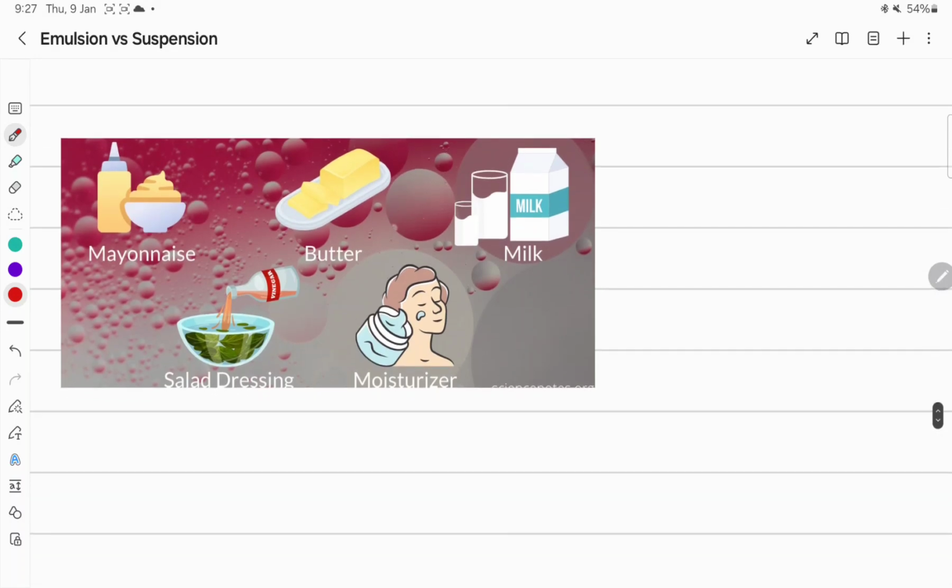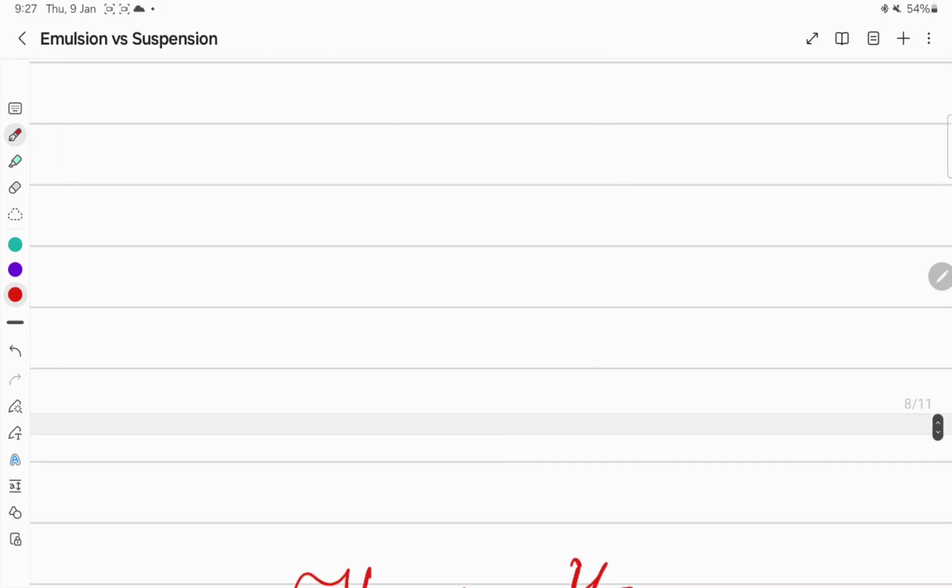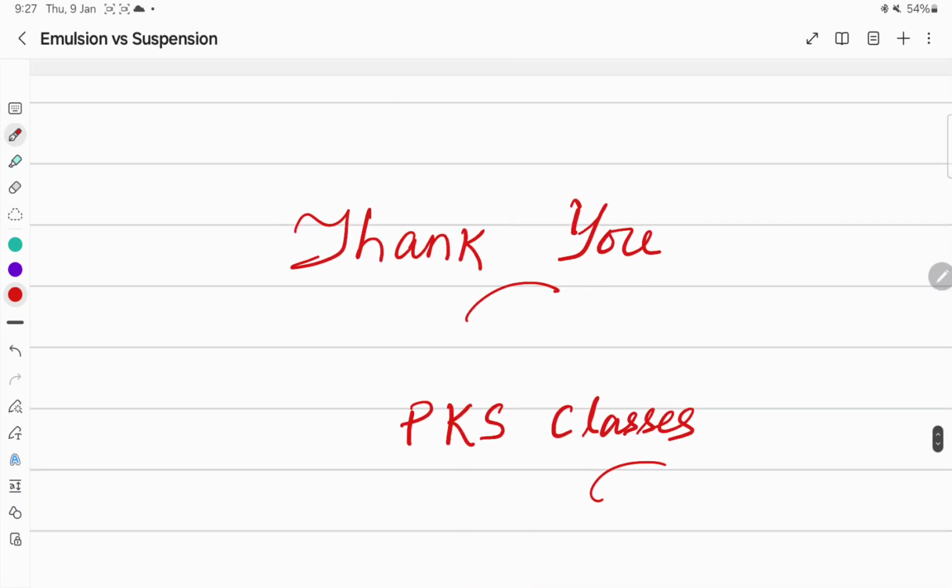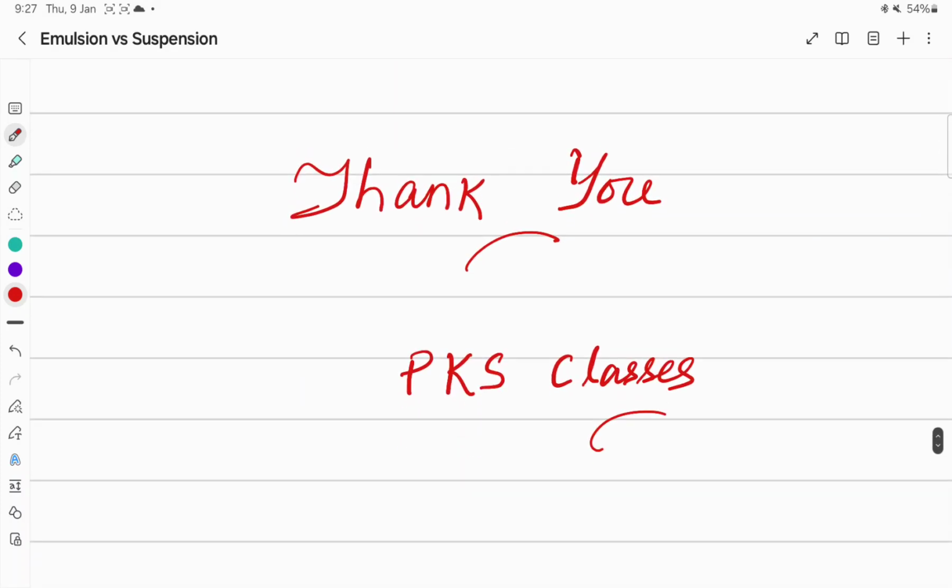And in our household we use milk, butter, mayonnaise, moisturizer. These are also examples of emulsions. So this is all about the difference between emulsion and suspension.